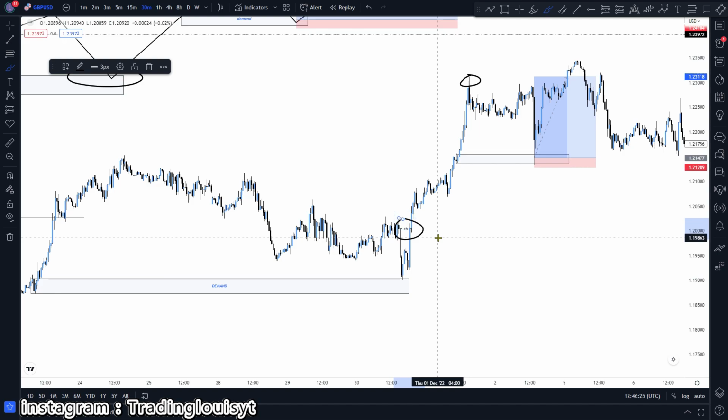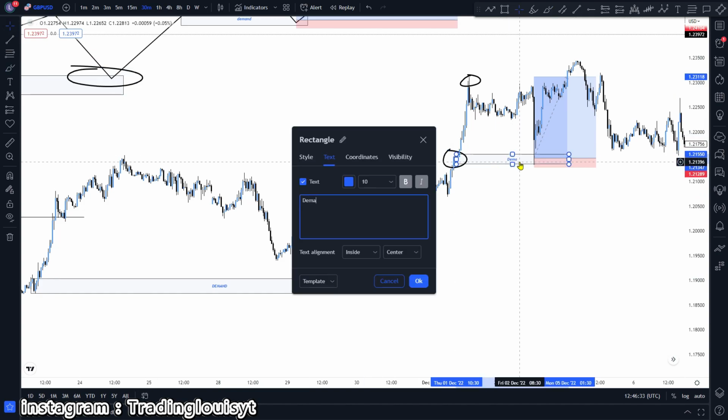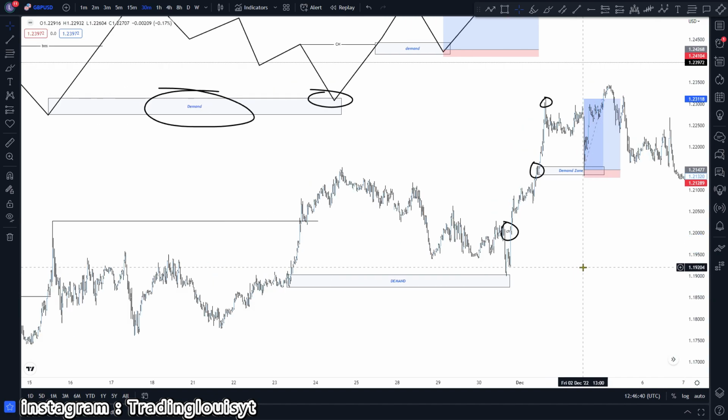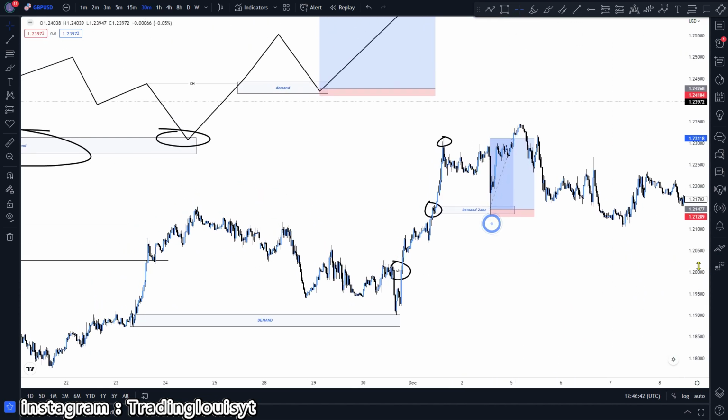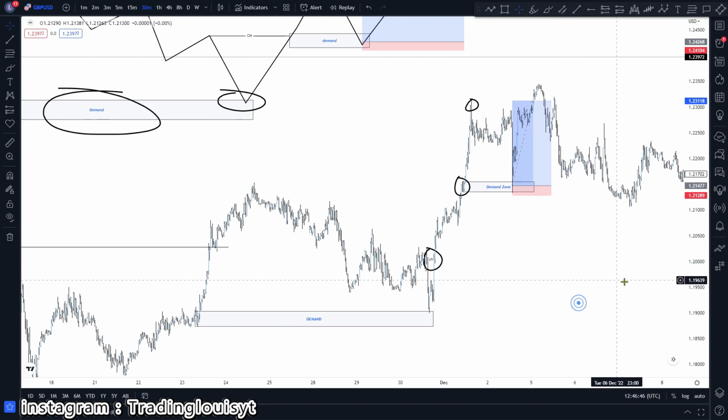Then after we get that change of character, we wait for a pullback into another demand zone, which is right there. So this is a demand zone. Then we look for an entry and we take our profits. Now, if you trade this right with the right risk management, this is a very easy strategy and extremely profitable strategy.